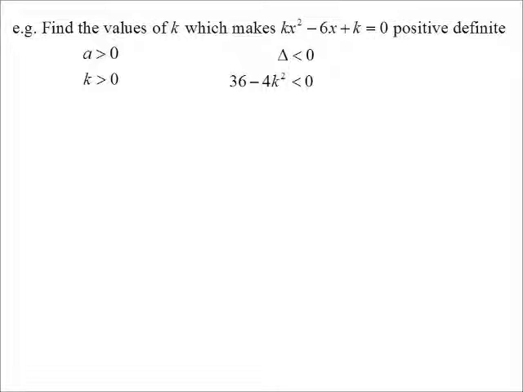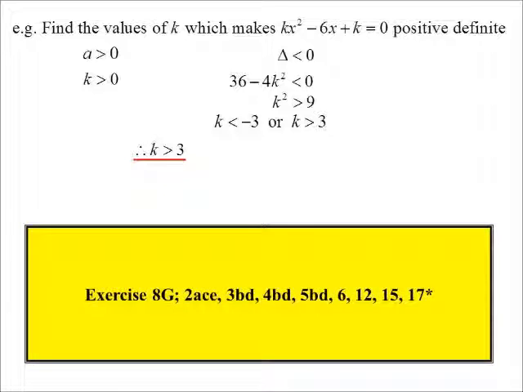If I solve that one, I get k squared is greater than 9. So k is less than negative 3, or k is greater than 3. But both conditions must be true. So we said k had to be positive. So therefore, the only possibility is k is greater than 3. The less than negative 3 doesn't work. So we'll add 8G to our list of questions to look at.